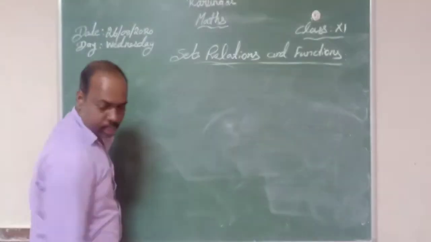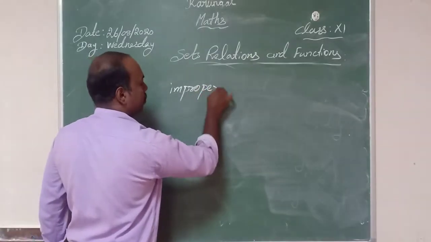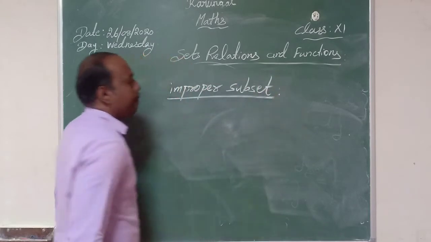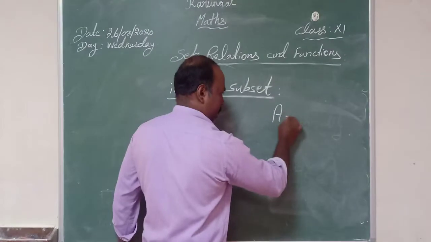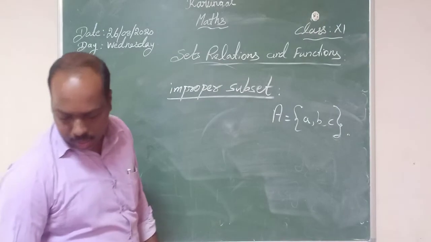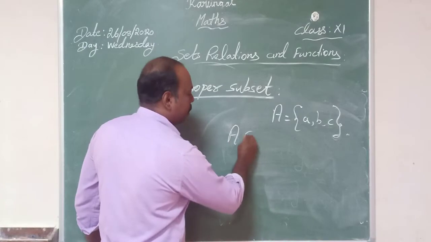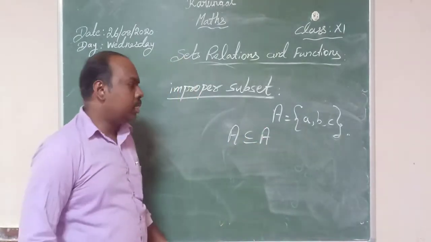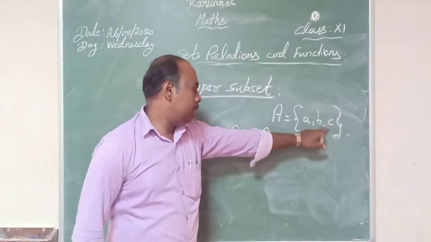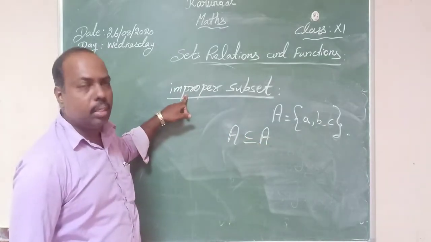The improper subset. For example, A equal to A comma B comma C. The set A is a subset of A. Am I right? A has three elements, A comma B comma C. So we can say A is a subset of A. That is called improper subset.